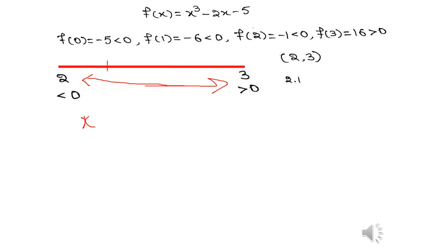Here is an observation. Here f of 2 value, that is minus 1, is very near to 0 than 16. 16 is far away from 0, but minus 1 is not far away, it is closer than 16. So therefore we can conclude that our root lies very near to 0.